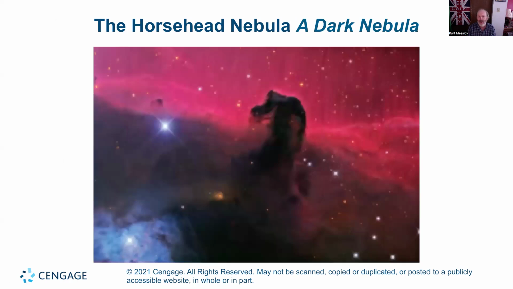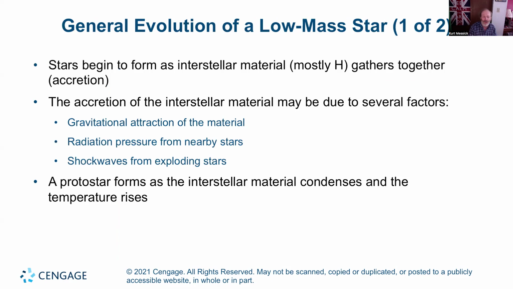Some of the best known dark nebulae, not dark matter by the way, that's a very different thing. This is just darker in terms of coloration and brightness. This is the Horsehead Nebula. This is also in the Orion constellation, and from our perspective, it looks like a chess piece, like a horse.